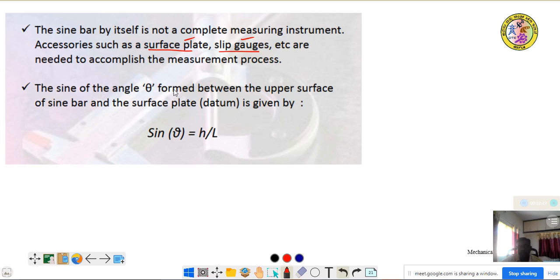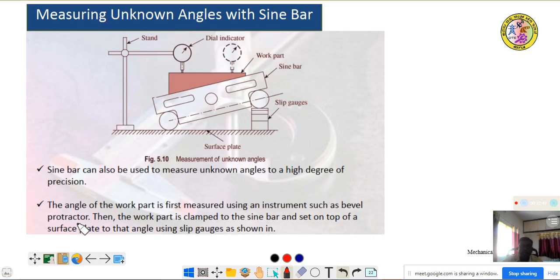The sine of angle theta formed between the upper surface of the sine bar and the surface plate is given by sin theta equals h by L. By using this formula, you can calculate theta. Theta is equal to sin inverse of h by L. So this is the procedure for measuring unknown angles with the sine bar.